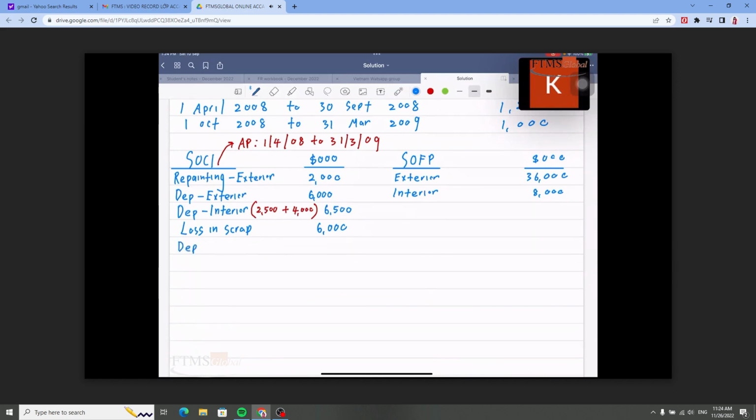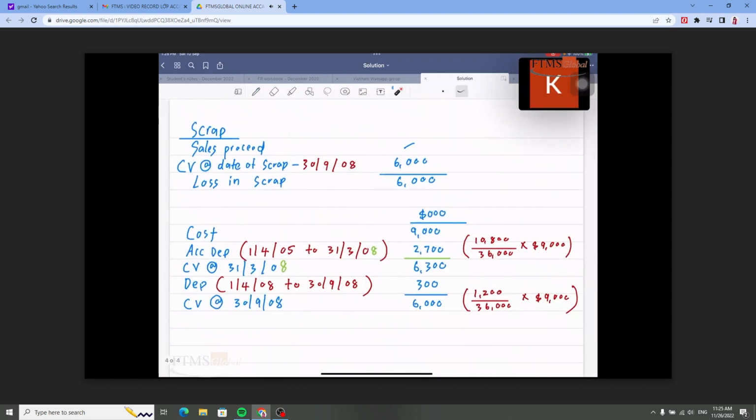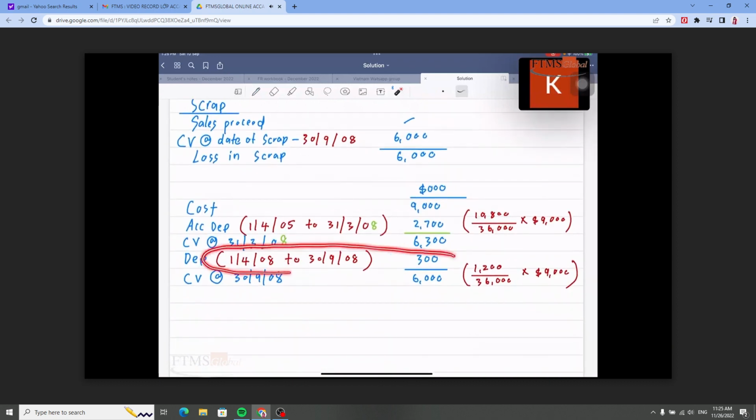Depreciation for your engine is a long depreciation. Okay, so remember your accounting period start from 1st April 08 to 31st March 09. This is your accounting period. So your depreciation, anything that fall within this period must be included. Okay, so 1st April 08, look at your answer, right? You have one part which is relating to this accounting period, 1st April 08, right? So you have a 300 here.